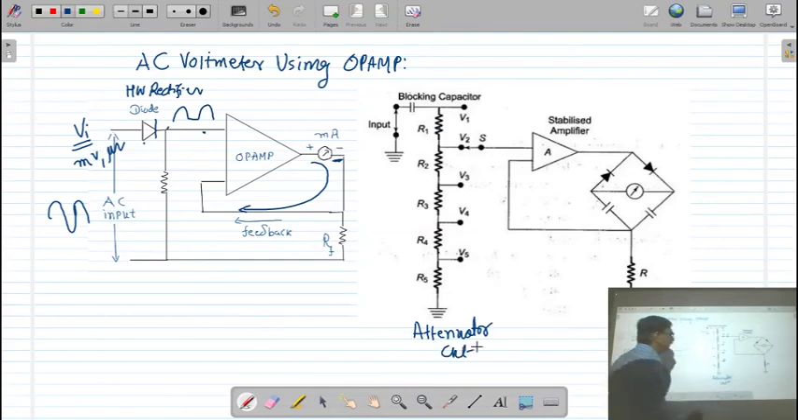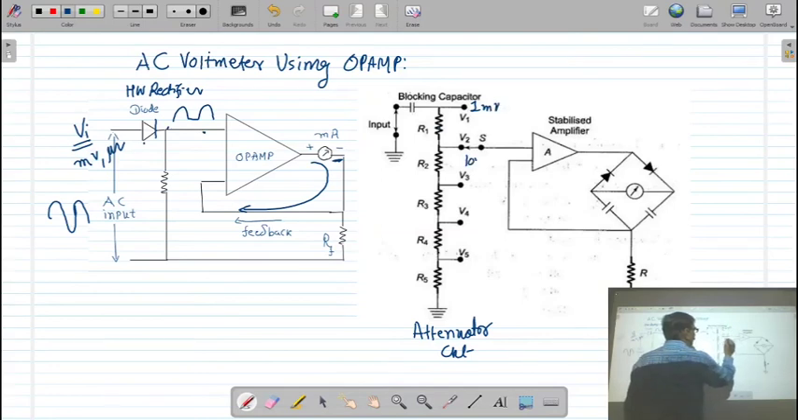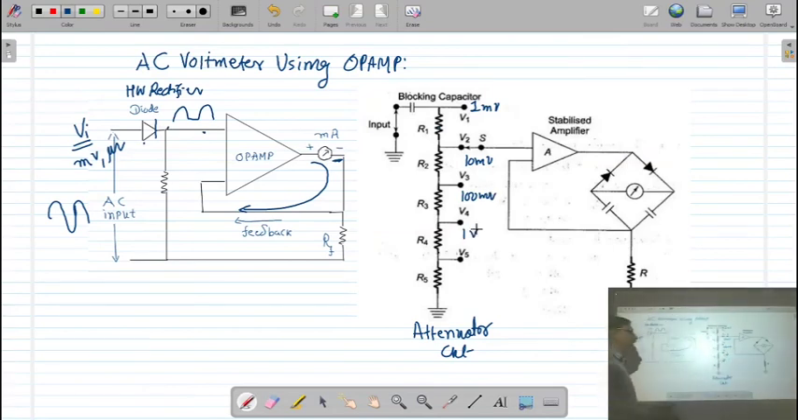Now what is the function of the attenuator circuit? It will expand the range of the meter. So if my smallest range is 1 millivolt, then the next range can be 10 millivolts, then 100 millivolts, and here you can have 1 volt. So you can calculate the values of the resistances R1, R2, R3 using the potential divider rule, and expand the range of this meter. So initially we have the attenuator circuit, so we can measure the small voltage as well as the larger voltage. Then the blocking capacitor is there.